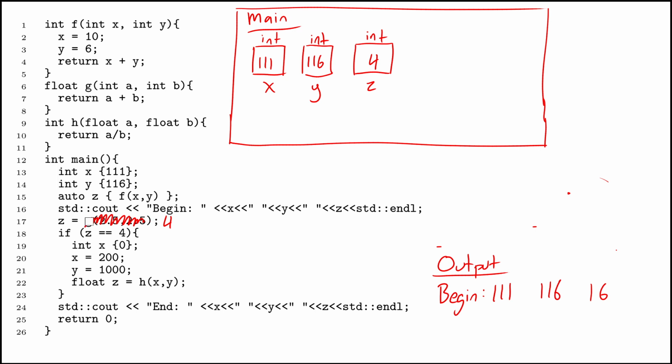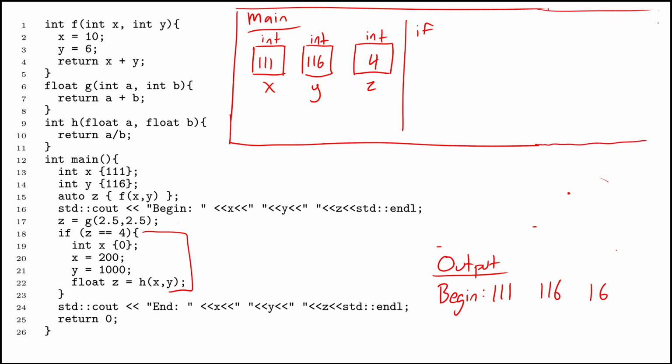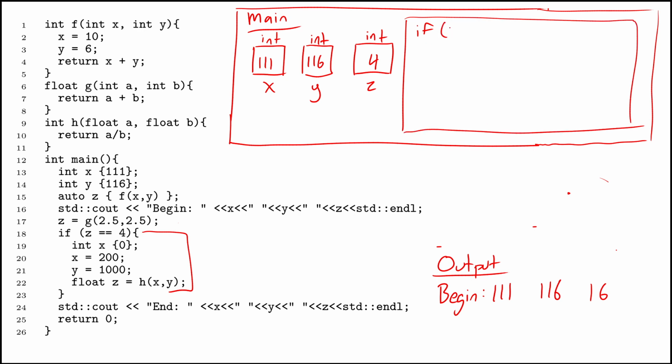And then I continue to line 18. On line 18, I ask the question, is z equal to 4? And the answer is, of course, yes. So I enter the if statement. I enter a brand new scope for this if statement. So I'm going to draw a nested scoping box. We'll give main some more space there. I make a new scoping box for my if statement on line number 18.